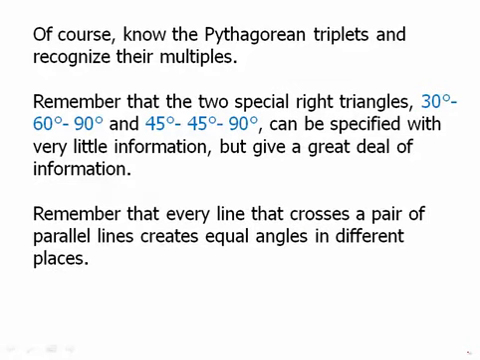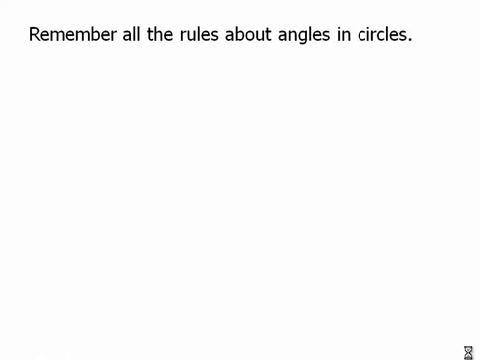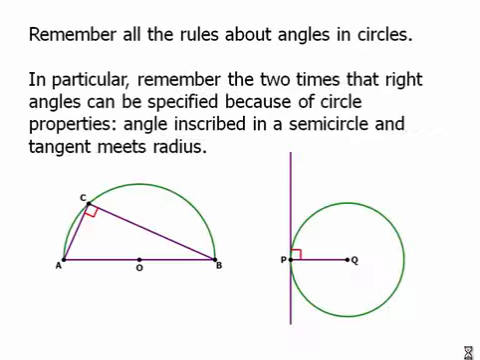Remember that every line that crosses a pair of parallel lines creates equal angles in different places. Remember all the rules about angles in circles. There are several rules there that are important to remember. In particular, remember the two times that right angles can be specified because of circular properties. An angle inscribed in a semicircle and a tangent meeting a radius at the point of tangency.